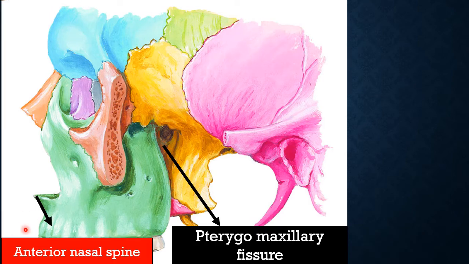And the next one is the anterior nasal spine. The sharp bony projection present exactly below the nasal cavity, which is facing forward, is called the anterior nasal spine.